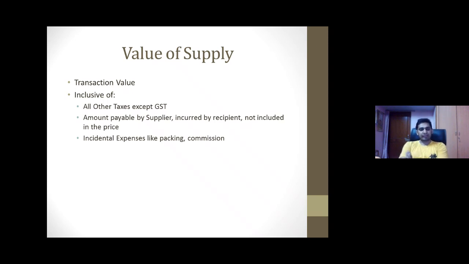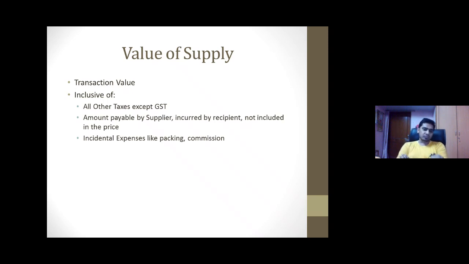Incidental expenses like packing and commission. So maybe that tailor charged, or even in all the malls, what happens? They charge 10 rupees for the polythene, the poly bag that you buy. Or if you order something from Flipkart or Amazon, you would see that there are packing charges, 10 rupees, 20 rupees, 50 rupees. Believe me, that is also under GST, at the same rate as the main supply.